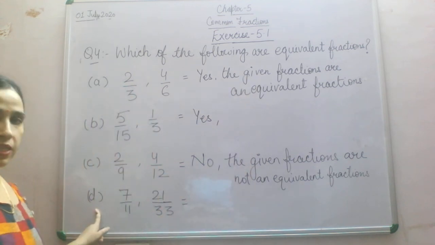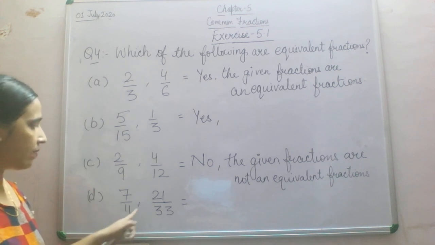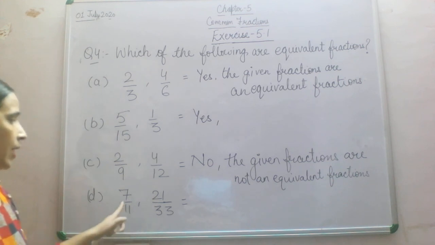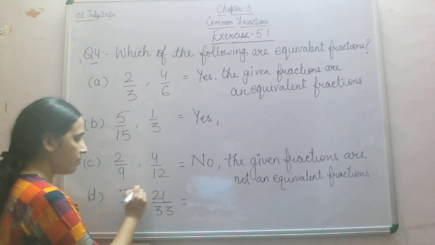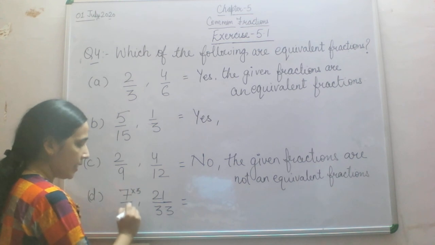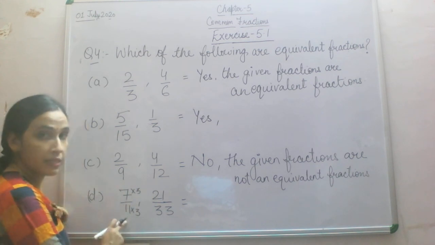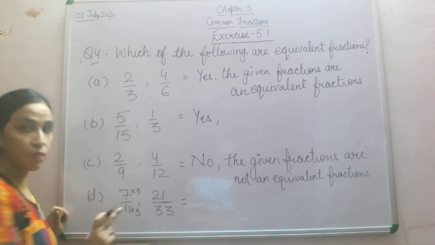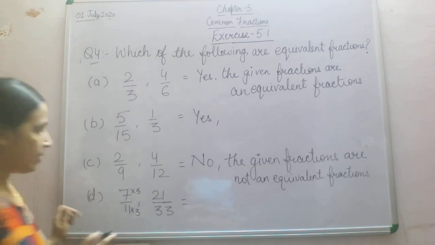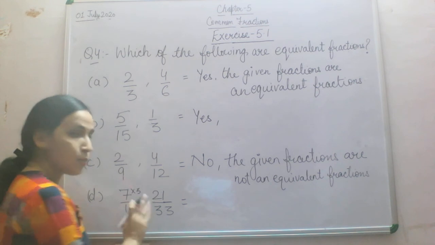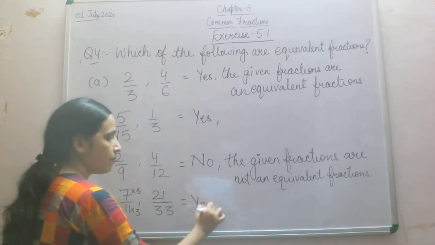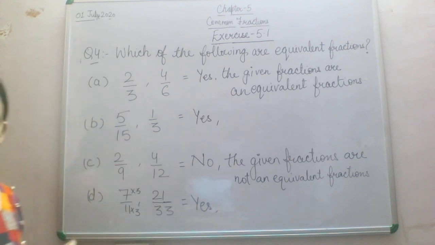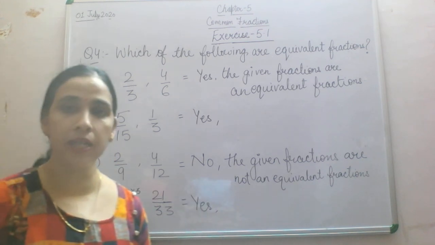Similarly, we will do the D part also: 7 by 11 and 21 by 33. Now you can see here, when we multiply 7 by 3, we get 21, and when 11 is multiplied by 3, because this multiplication we have to do with a common number, we get 33. So we get 21 by 33. So we'll write yes, the given fractions are equivalent fractions.